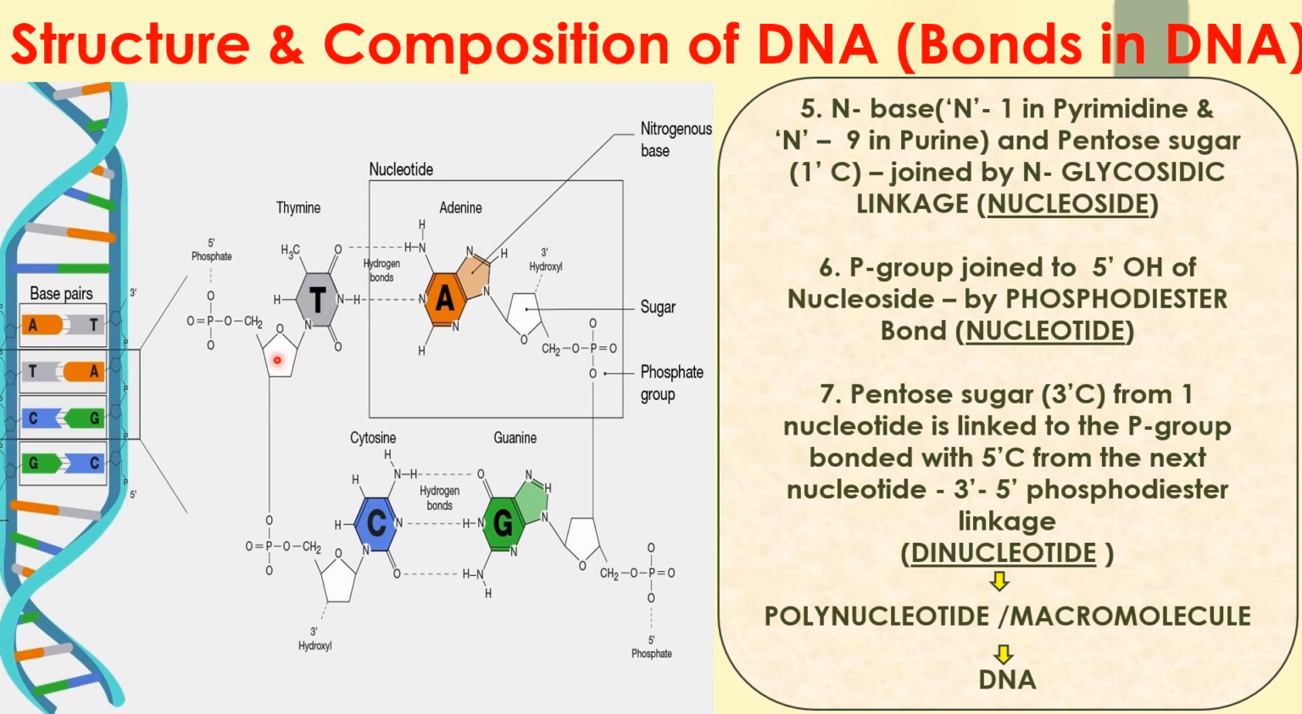Let us see it. This is the pentose sugar, and the first carbon of the pentose sugar is linked to N1 of pyrimidine, that is thymine. I'm talking about this linkage, and this linkage is known as the N-glycosidic linkage. Due to this N-glycosidic linkage, as pentose sugar is linked with the pyrimidine, that is thymine, nitrogenous base, we call it a nucleoside.